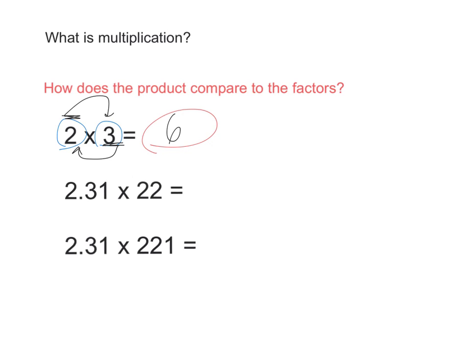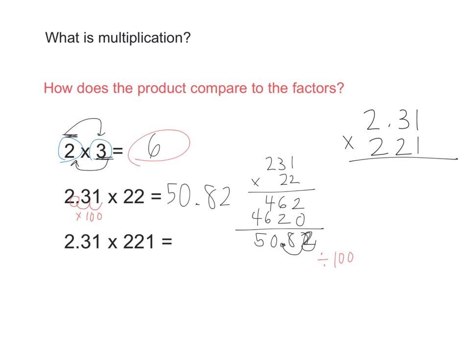Okay. For the second problem there, I have 2.31 times 22. Those numbers are called the factors. And so if I want to put it into word form, I could say 22 copies of 2.31, right? Or I could say 2.31 copies of what? 22. Go ahead and solve that in your notebook really quickly. You know how to multiply this. What's 2.31 times 22?